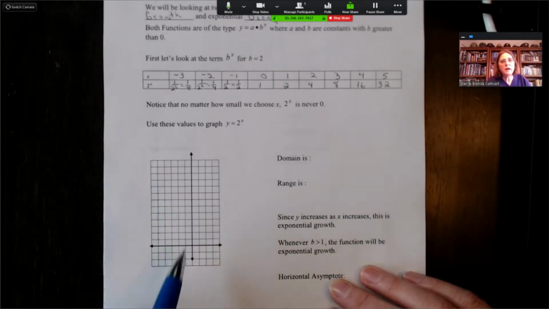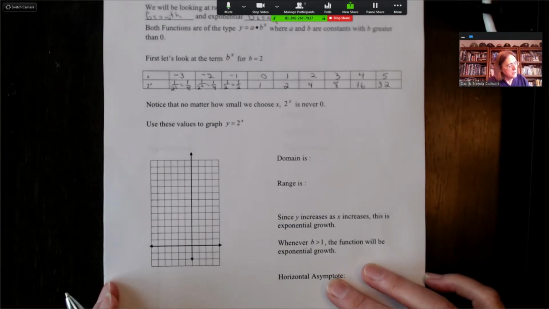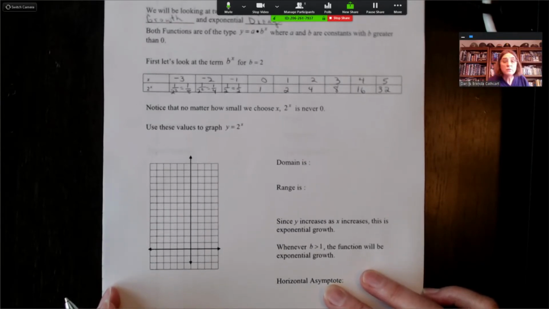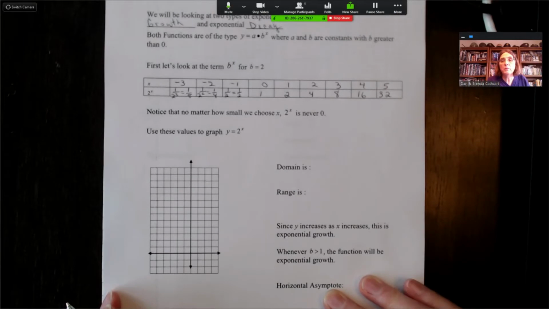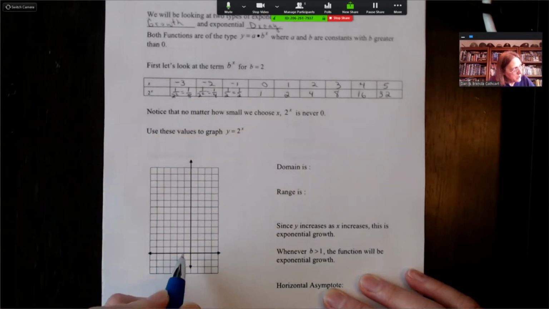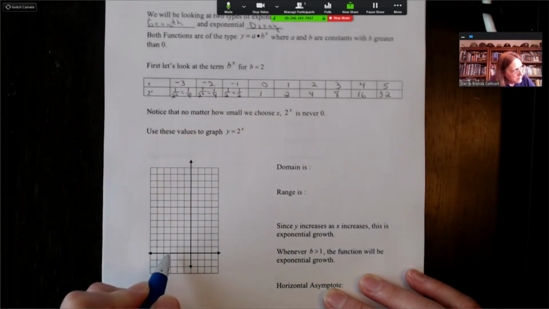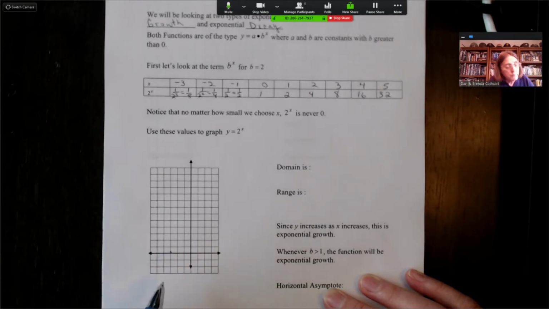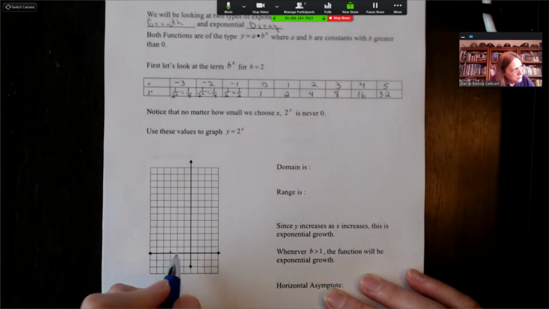So we've set up an x and y axis here, and let's go by a scale of 1. We're not going to get all of the points on here, but we'll see what happens with it. So when x is -3, y is 1/8. So down here, and 1/8 is just barely above that x-axis. When x is -2, we're up to 1/4, which is just very slightly larger.